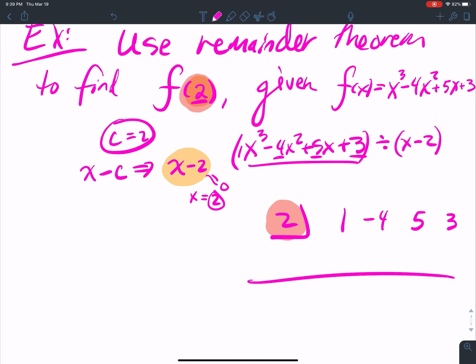So I run through and I drop down the 1, multiply 2 times 1, I get 2. And then add, 2 plus negative 4 gets me negative 2. And then multiply gets you negative 4. And then add those, you get 1. And multiply, you get 2. And then add, and you get 5. So my remainder is 5. The constant is 1. The linear x term is negative 2. And then my x squared here.